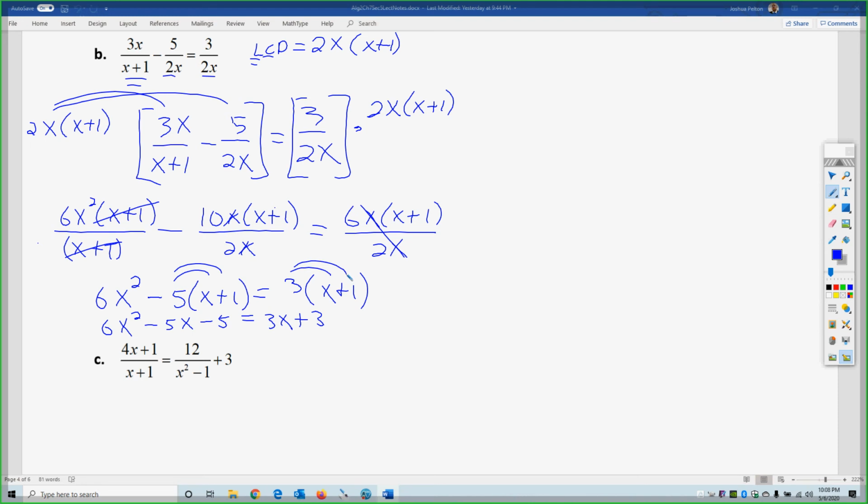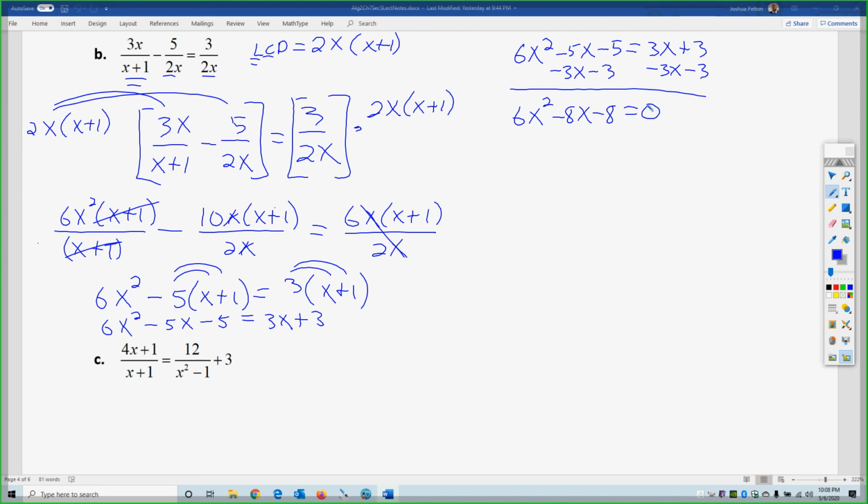All right, so we'll rewrite it over here. So 6x squared minus 5x minus 5 equals the 3x plus 3, which will move over. So we can do the factoring. So 6x squared minus 8x minus 8 equals 0. Okay, so we can factor from here. We'll make it a little bit easier, though, by taking out the common factor of 2 first. We're left with 3x squared minus 4x minus 4. That's a little bit easier.